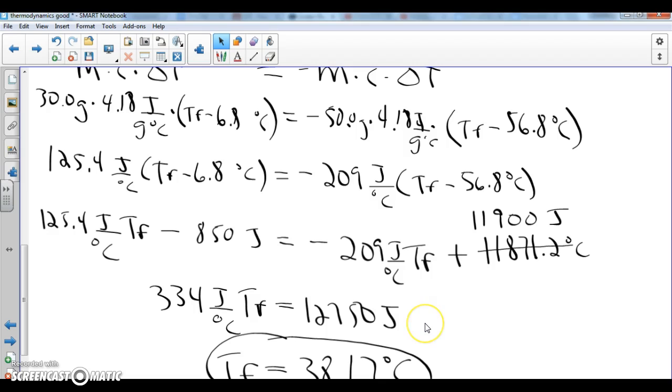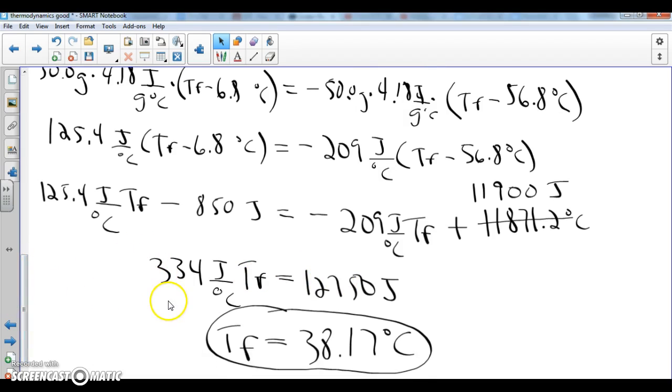Now, what am I going to do next? Well, I'm going to combine like terms. So, I'm going to get the TFs together on one side, and then I put the joules, the non-TFs, on the other side. So I added 209 to both sides and got this, 334 joules per degree Celsius TF. So I put my TFs on my left, and my non-TFs on my right. So I added 850, got this, and then I could divide, not multiply, both sides by 334 joules per degree Celsius. Joules cancels, leaving me 38.17 degrees Celsius.